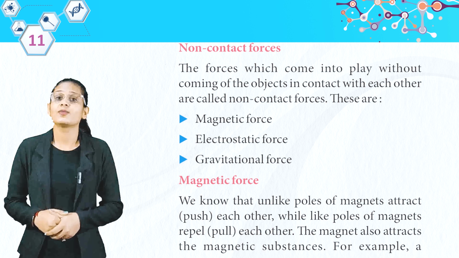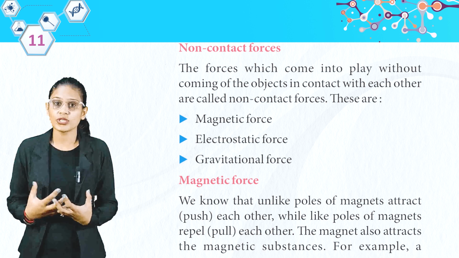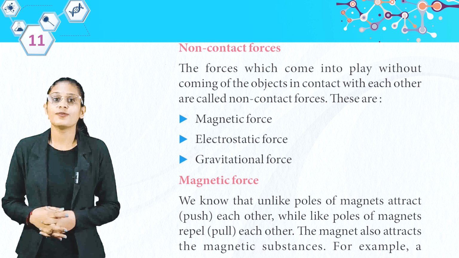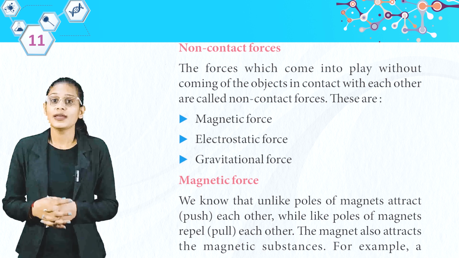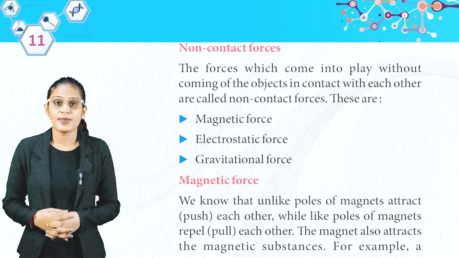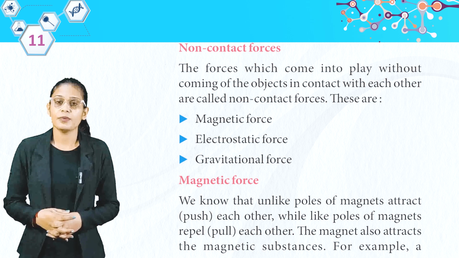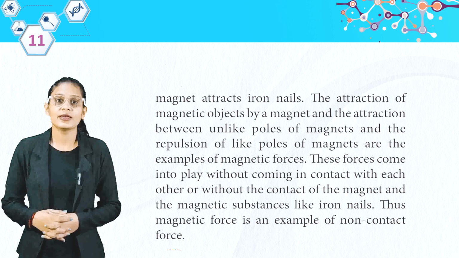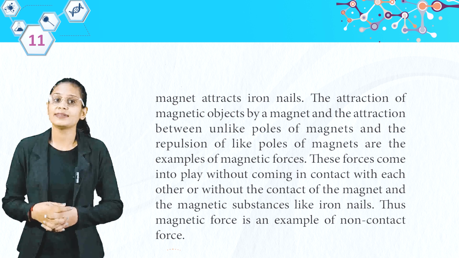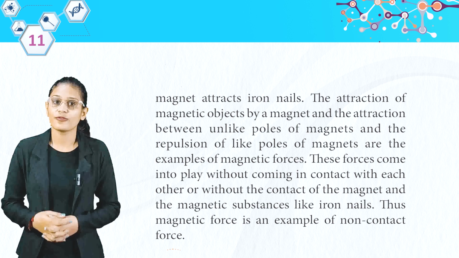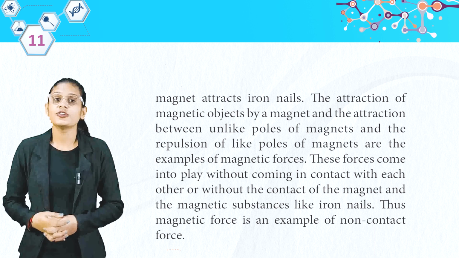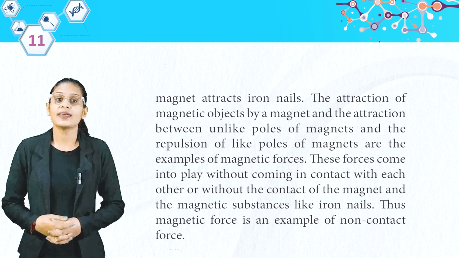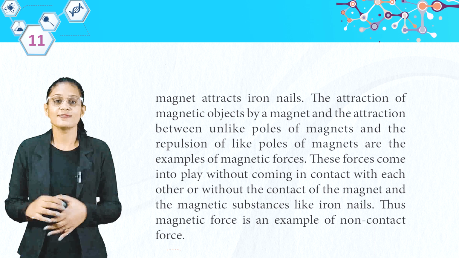We know that unlike poles of magnets attract each other, while like poles of magnets repel each other. The magnet also attracts magnetic substances. For example, a magnet attracts iron nails. The attraction of magnetic objects by a magnet, the attraction between unlike poles of magnets and the repulsion of like poles of magnets are examples of magnetic forces.